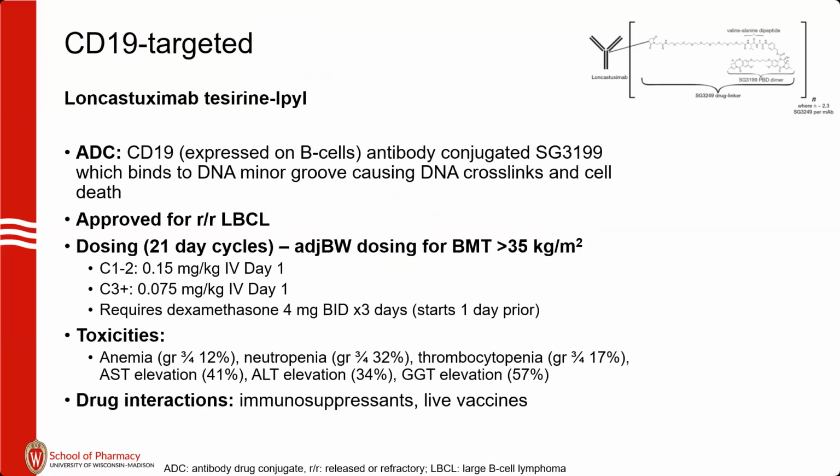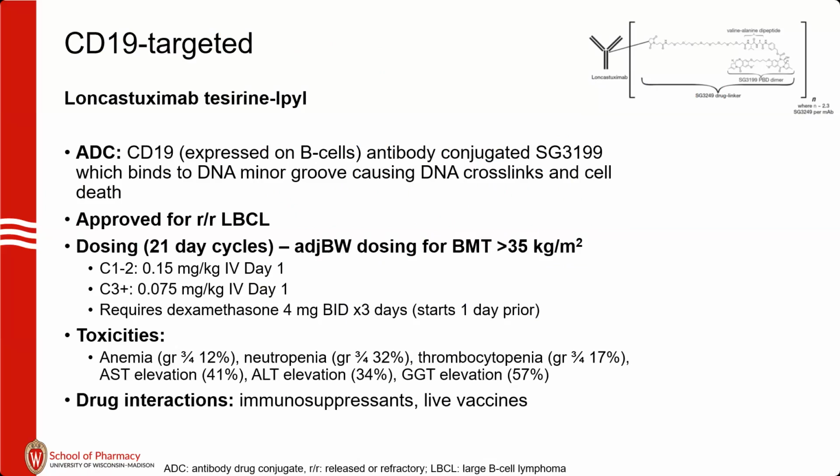Loncastuximab is, again, another antibody drug conjugate, this one targeting CD19, again, expressed on those B cells that we've talked about. Same general structure that we've talked about as well with that cleavable linker. This is approved, again, in the relapse refractory setting for large B-cell lymphoma.